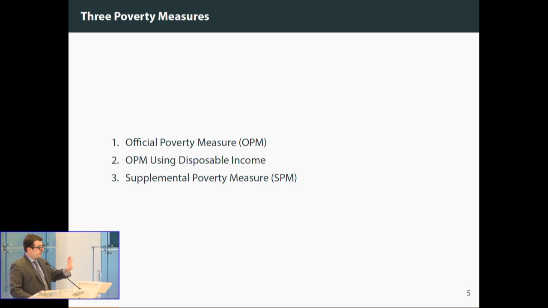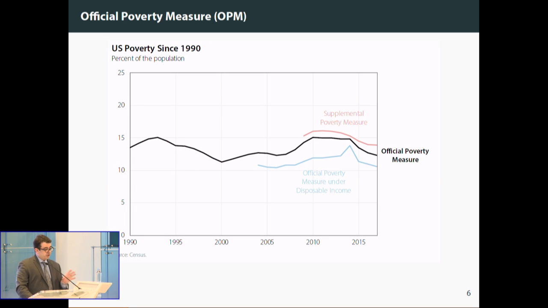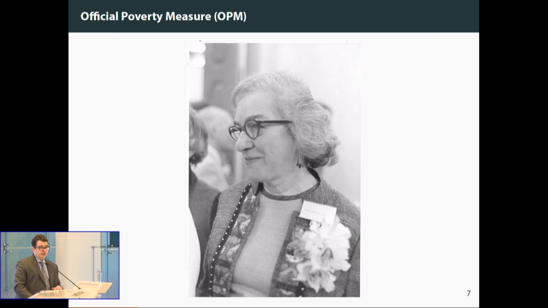So with the CPS, we can get three measures of poverty. There's the official poverty measure. There's a slightly modified version of the official poverty measure that uses disposable income. And then there is the supplemental poverty measure, which is much newer. Now, I'm going to start with the official poverty measure. The official poverty measure was the brainchild of Mollie Orshansky, who was an economist with the Social Security Administration in the 1960s.